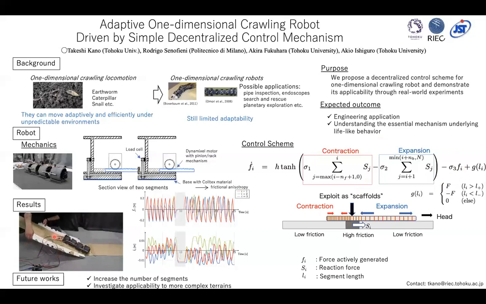We performed an experiment using the robot developed. The robot first moved on a flat terrain, but the inclination angle is changed during the locomotion. As you can see, the robot slips down a slope without any actuation. These graphs show the time evolution of the actuation force and the segment length for each segment. As you can see, the actuation force remains zero when the robot is on a downslope.